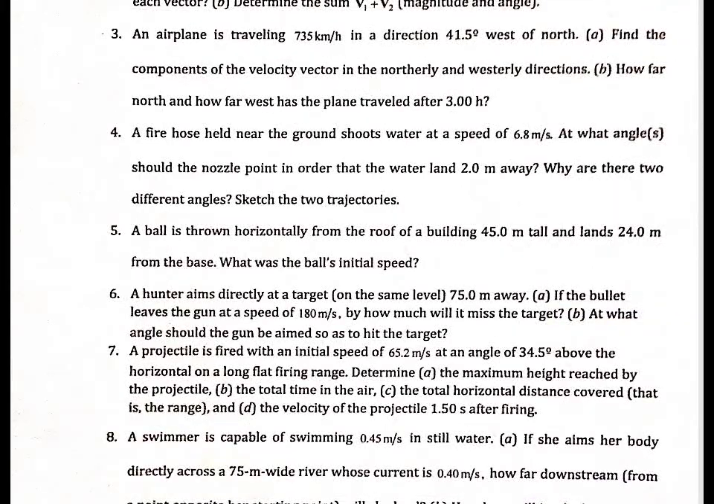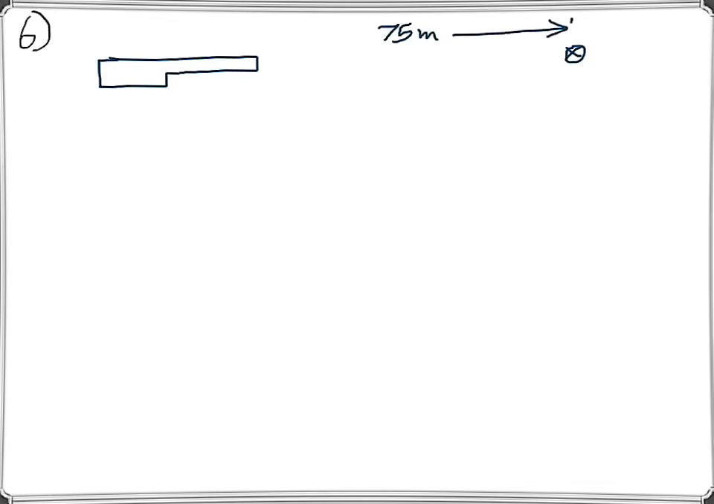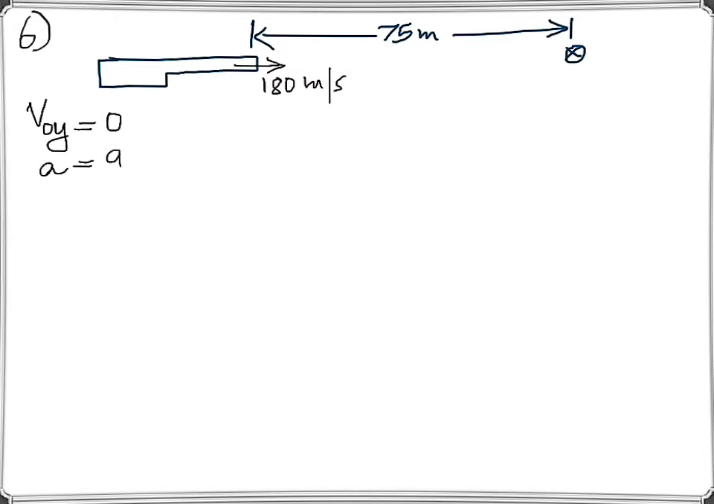In question 6, the bullet is fired horizontally from 75 meters away. Need to find by how much it misses the target. Speed is 180 meters per second, and again, because it's fired horizontally, the initial vertical velocity is 0. A is 9.8. We've got to find delta y, and we do not know delta t.